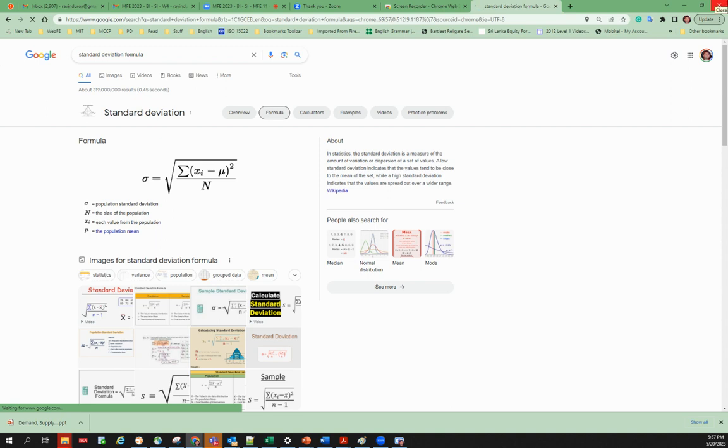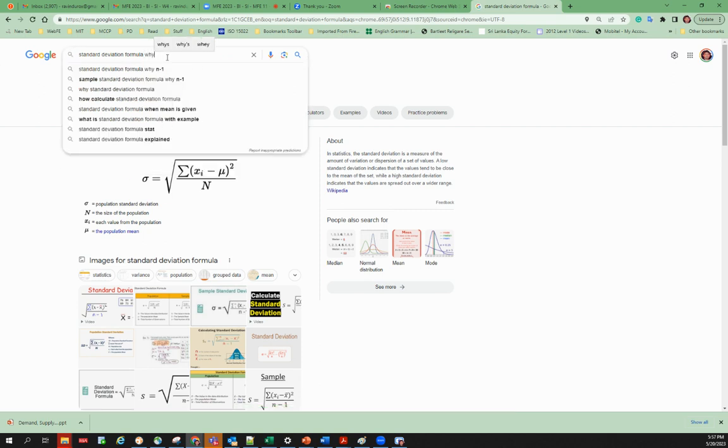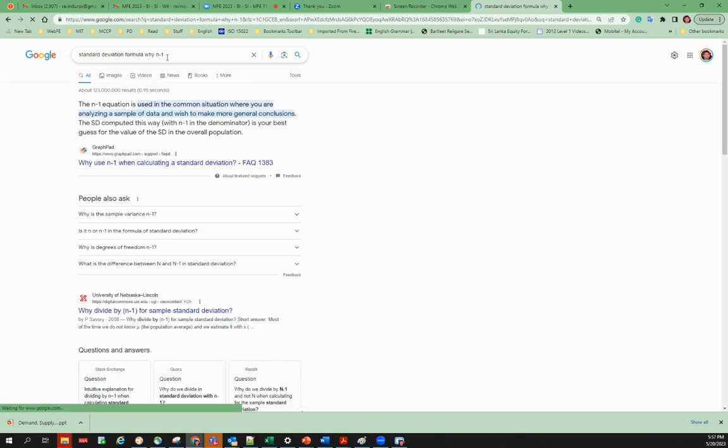Then we have another measure called coefficient of variation. This is a very useful measure to make a comparison between two or more than two data sets.